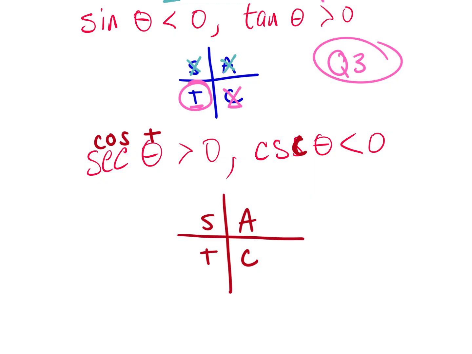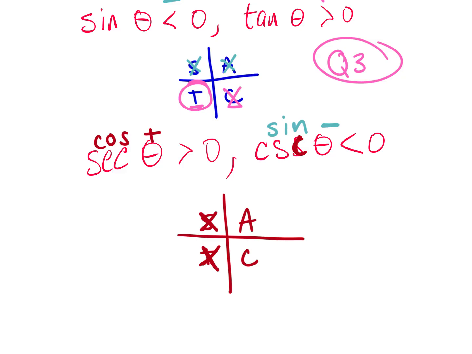4 and 1, awesome. It's either going to be the all positive or the cosine positive. So we can cross off the sine and the tangent one because cosine would be negative in those. And then with our second piece of information here, it says cosecant is less than 0. Cosecant is the reciprocal of which trig function? Sine, awesome. So if sine is less than 0, it says that sine is negative.